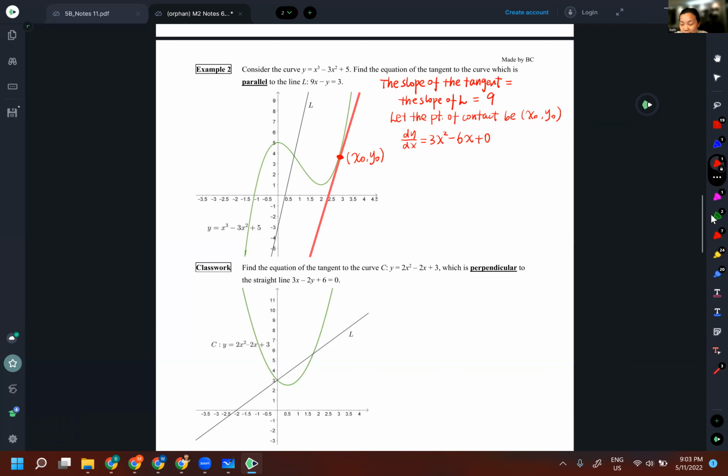And we can set up the equation now. That is dy dx at x equals x0. That is 3x0 squared minus 6x0 must equal 9. Right? At this point of contact, the derivative must equal the slope. So I have derivative equals slope, and then I can find x0. This is a quadratic equation. I will solve it.